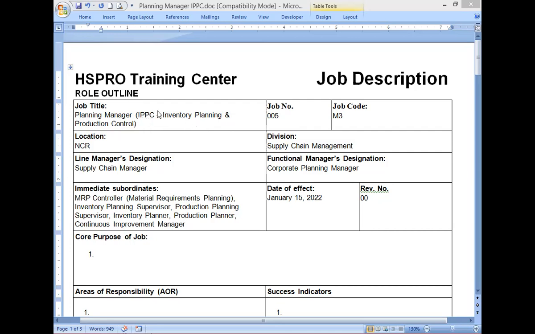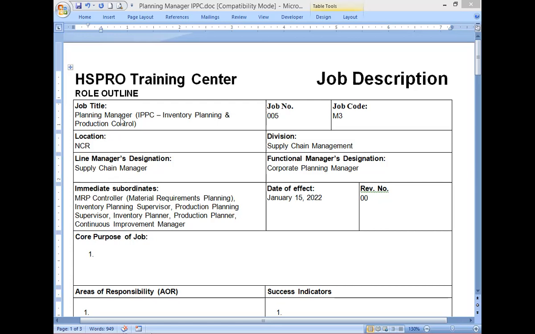This is very common in supply chain. This is a very common name, IPPC. So when you encounter this acronym, it means inventory planning and production control. Okay, I have brought the job number, job code, and the location would be NCR. And the division would be for supply chain management, SCM. And the line manager's designation is supply chain manager.